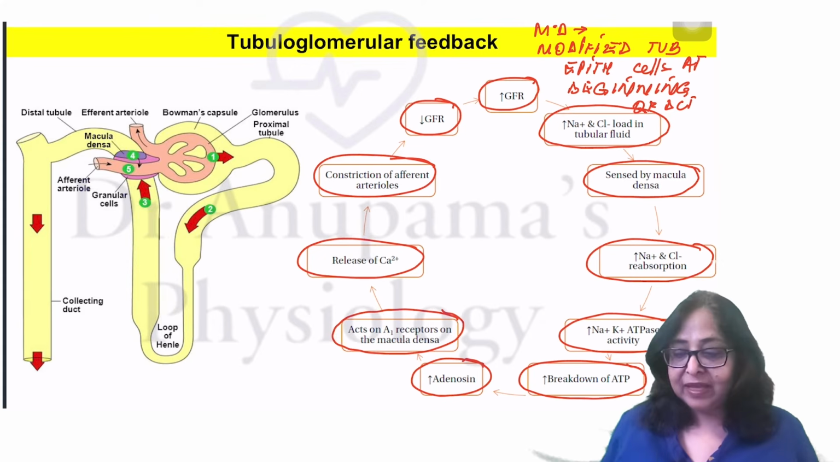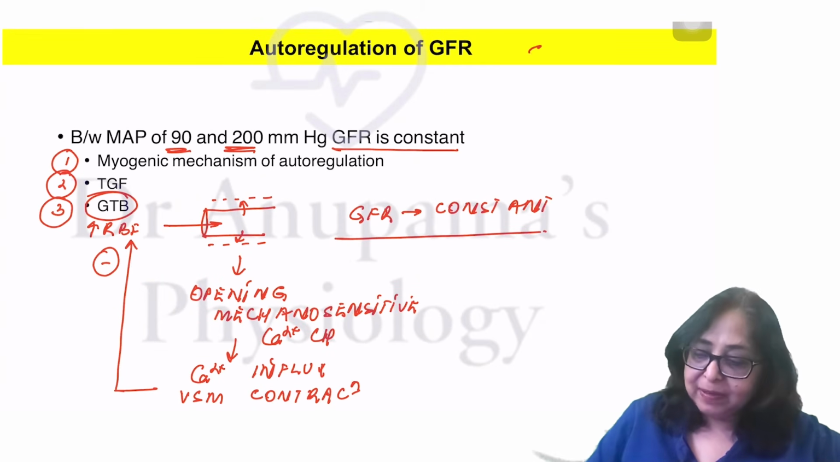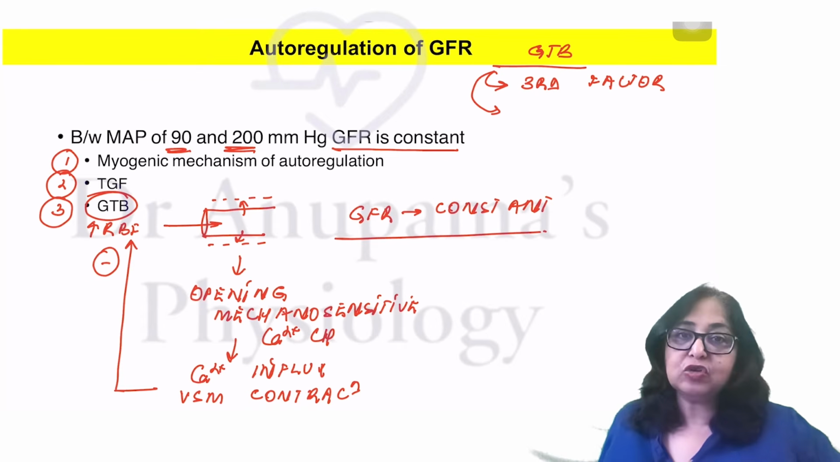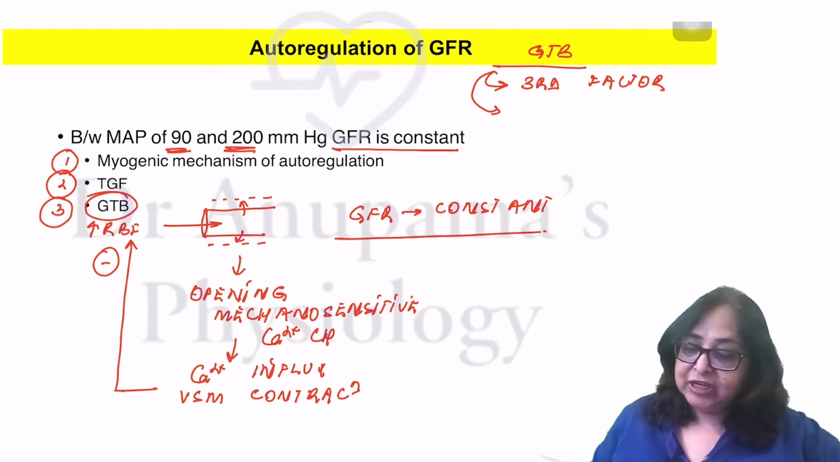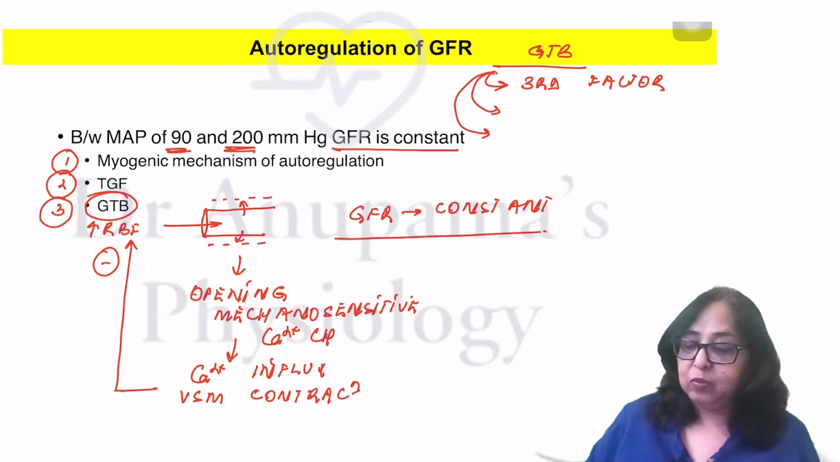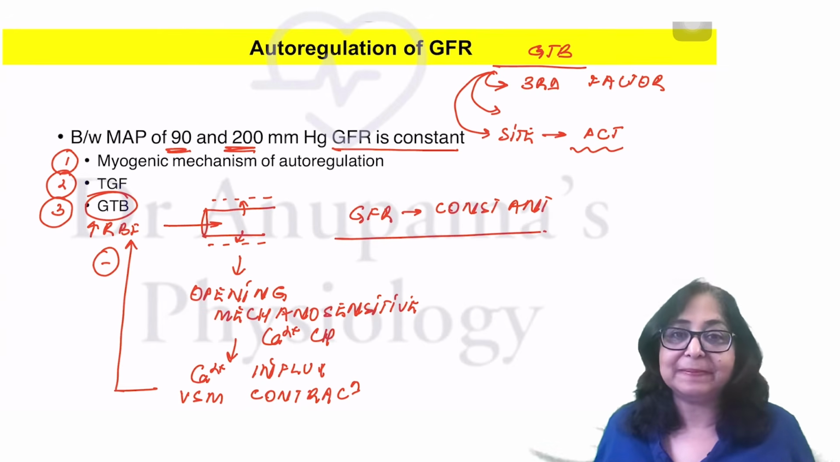tubulo-glomerular feedback. The third one is called the glomerular-tubular balance. Now, glomerular-tubular balance is known as the third factor. Why is it known as the third factor? Because this acts when the first 2 mechanisms fail. Which are the first 2 mechanisms? Myogenic mechanism of autoregulation, and TGF, tubulo-glomerular feedback. And GTB is pretty simple. It says more the filtration, more the reabsorption. And what is the site of action of GTB? This is going to be the PCT, because maximum absorption takes place in the PCT.